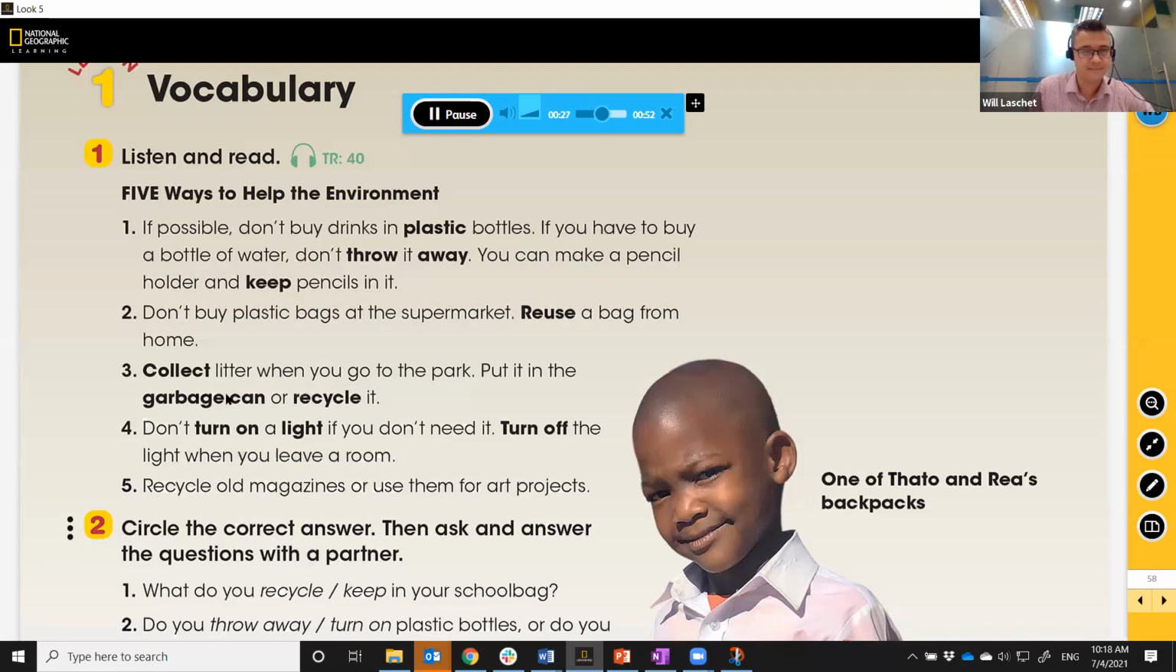3. Collect litter when you go to the park. Put it in the garbage can or recycle it.